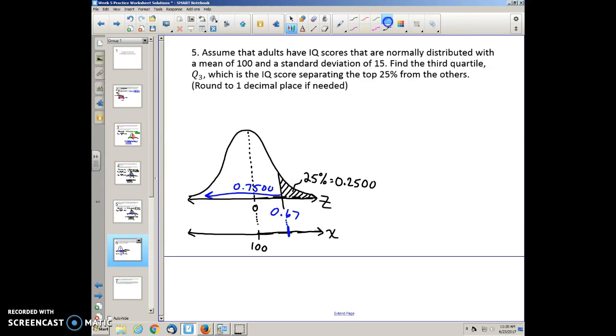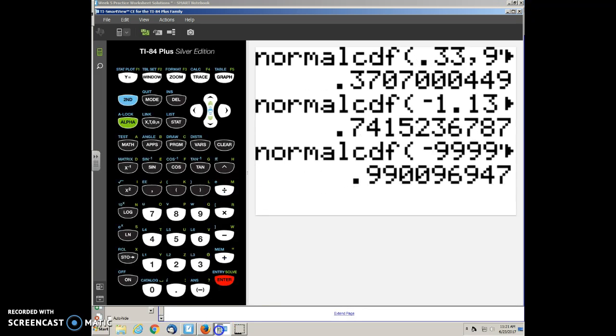Before we do that, though, there's a function on your calculator that will do this for you. It's called inverse norm. So inverse norm, and then all you do is you type in the area to the left. And if you just do that, it's going to assume that you're using the standard normal distribution. You could also add to it, if you wanted to, the mean and the standard deviation. But you could just type in inverse norm 0.75. And that's only if you're working within the standard normal distribution.